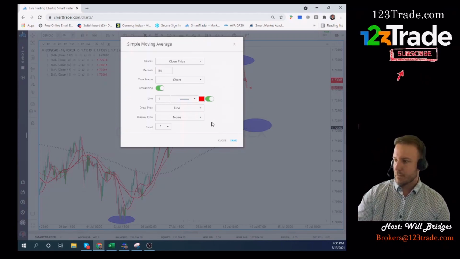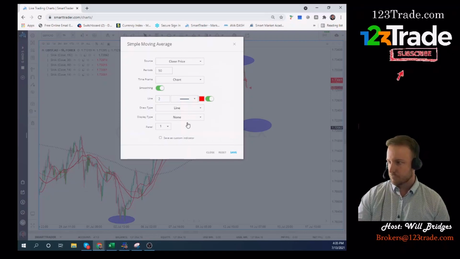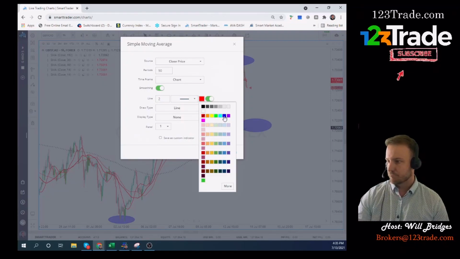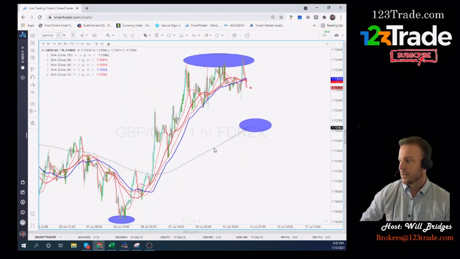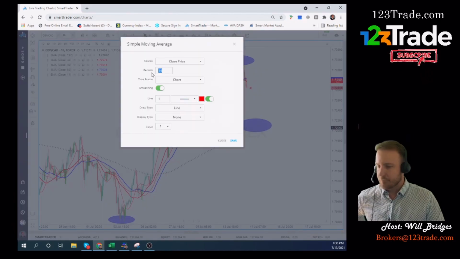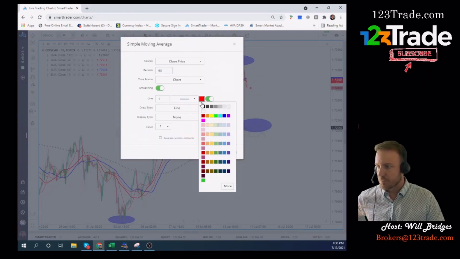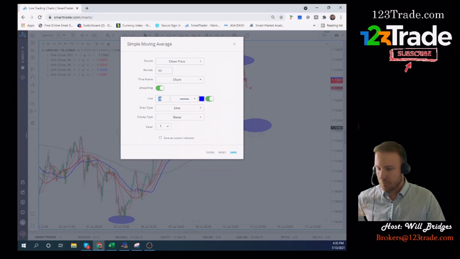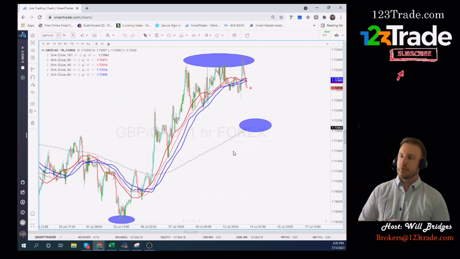50. And we'll make this one a little thicker too. And we're going to make this one blue. Save. All right, and now I've got one more I want to change. And we're going to make this one 60. We're also going to make this one blue. And we'll make it a 2 also. Save. All right, so you guys get the point.